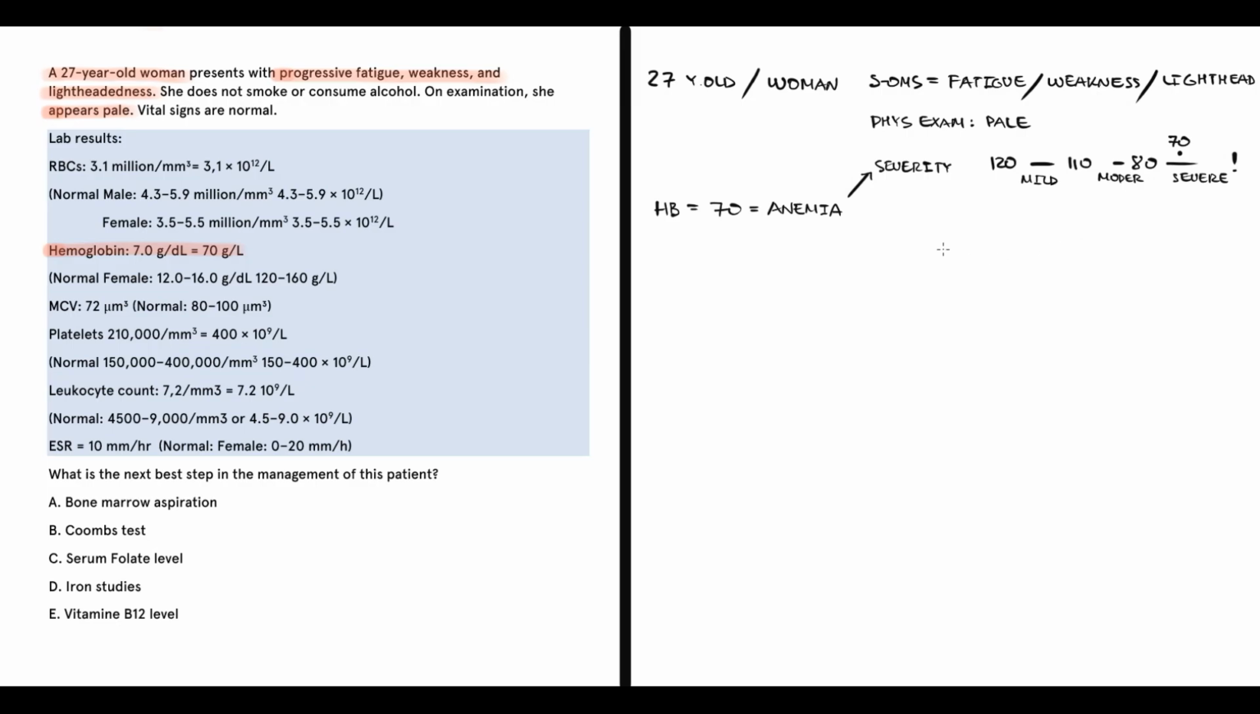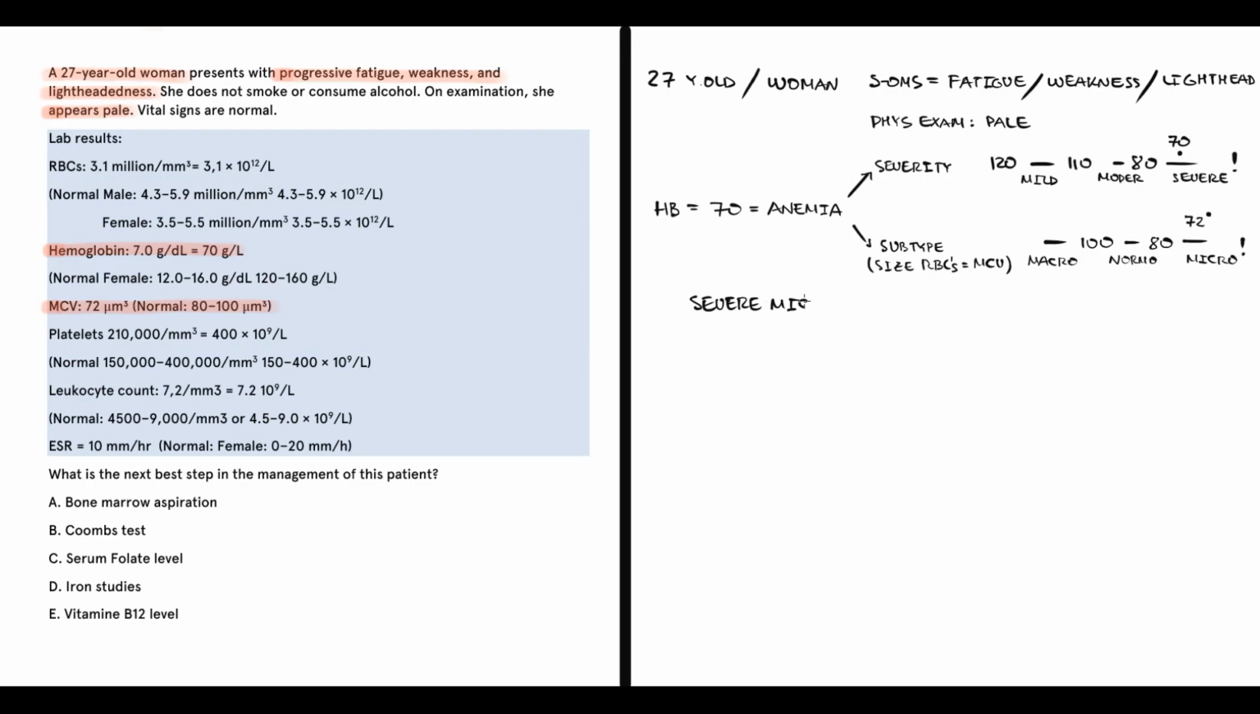The type of anemia we determine by the size of red blood cells, and to determine the size of red blood cells, we look at MCV. In case of MCV, we have to know two numbers. It's 100 and 80. Everything above 100 is macrocytic, between 100 and 80 normocytic, and lower than 80 is microcytic. In this case, MCV is 72, which is microcytic anemia.